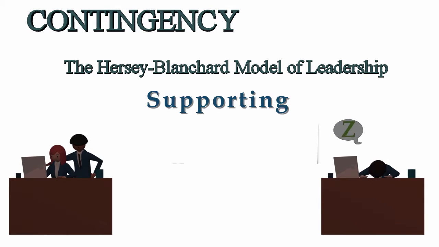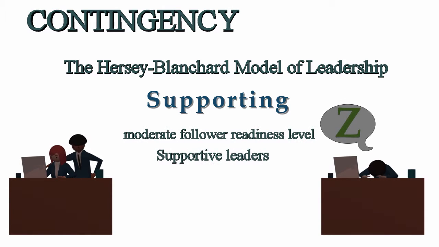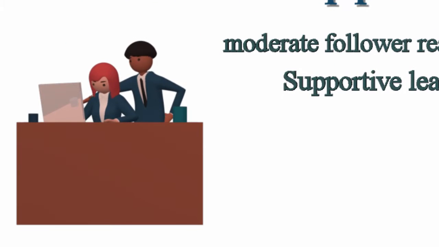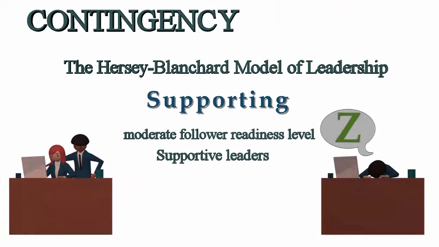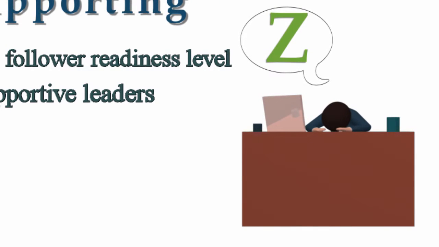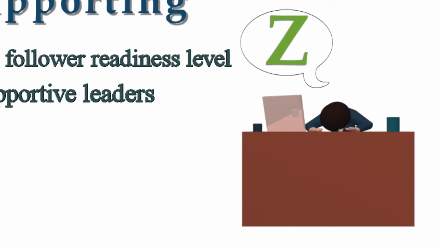Supporting. In the supporting leadership style, the manager and subordinates share the responsibility for decision-making. In addition, the manager leads with a non-directive approach. A subordinate with a moderate follower readiness level is suited for this particular approach. Supportive leaders provide emotional support to employees. They treat employees well, care about them on a personal level, and they are encouraging. Supportive leaders are predicted to be effective when employees are under a lot of stress or performing boring, repetitive jobs.